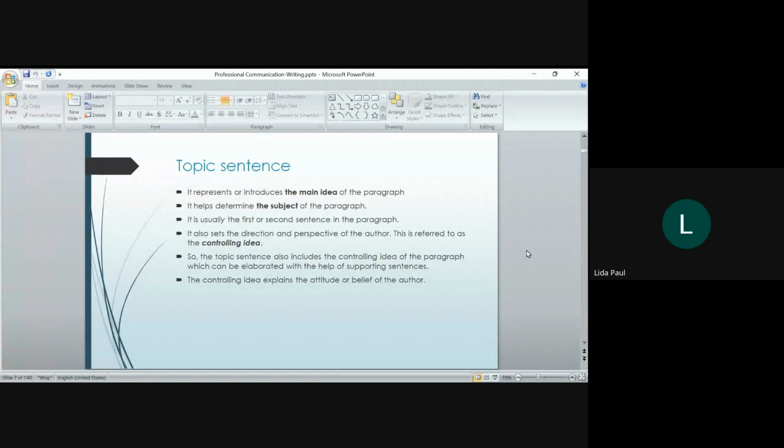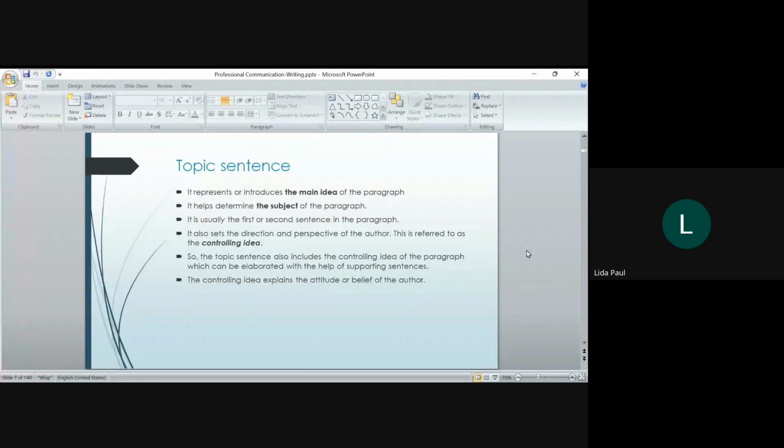Okay. Now, after that, the second most important part in the topic sentence is the controlling idea. This is a little tricky. It's easy, but could be a slight problem in the beginning. But once you understand what it is, it would be okay. What is the controlling idea? The controlling idea is that which sets the direction and perspective of the author. So let me give you an example.